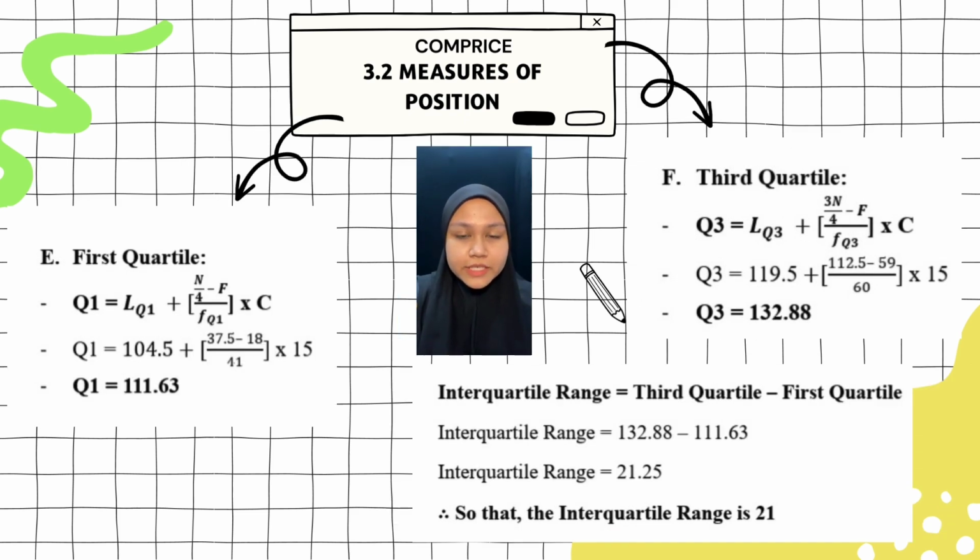Next is income. The position of the first quartile is located at class interval 105 until 119 by observing the value of cumulative frequency, while the position of the third quartile is located at class interval 120 until 134 by observing the value of cumulative frequency. The first quartile is 111.63 and the third quartile is 132.88 respectively. Next, the interquartile range can be calculated by deducting the first quartile from the third quartile, and the answer is 21.25, so that the interquartile range is 21.